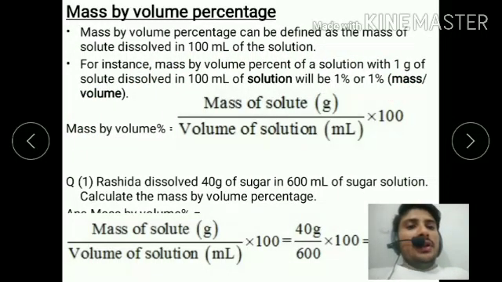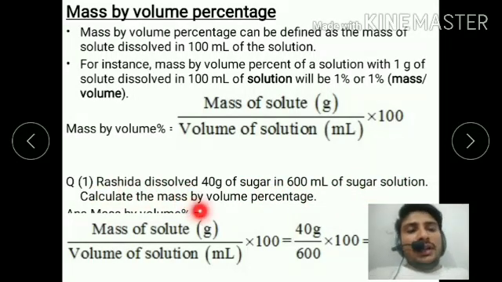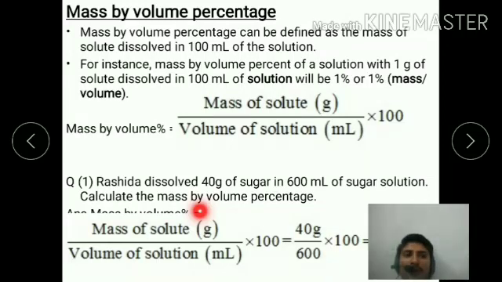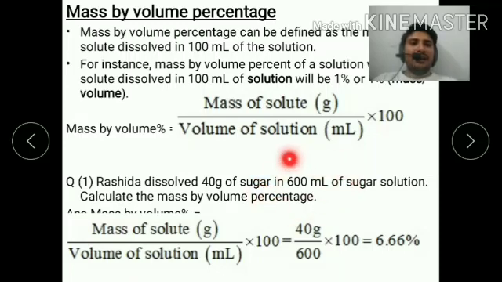Look at the question. Rasida dissolved 40 gram of sugar in 600 ml of sugar solution. Calculate the mass by volume percentage of the solution. Mass of solute upon volume of solution multiplied by 100. What is the mass of solute? 40 gram. What is the volume of solution? 600 ml, multiplied by 100. The answer is 6.6. This is the mass by volume percentage.